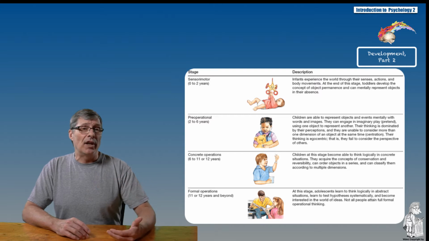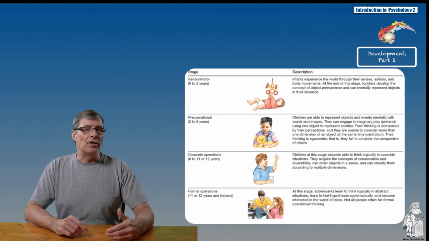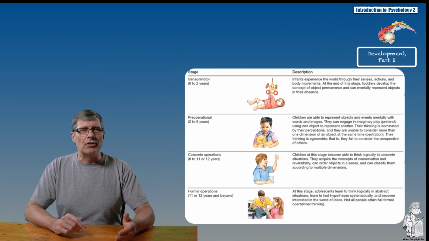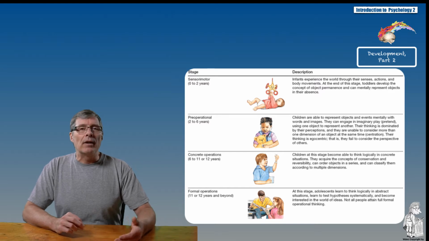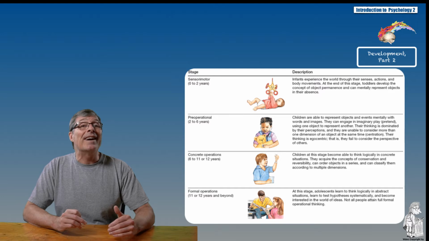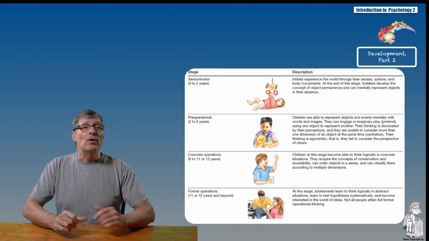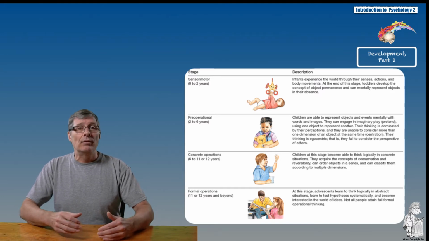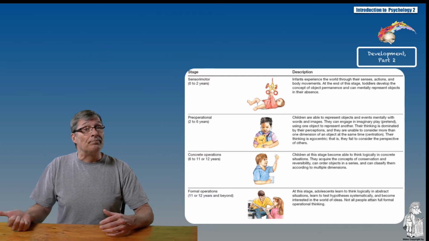And then the last stage is the formal operations stage. This is between 11 and 12 years of age and beyond. Adolescents and adults can apply logical thinking to abstract, verbal, and hypothetical situations, to problems in the past, the present, and the future. Now, conventional wisdom holds that intellectual abilities reach their peak in the late teens or early 20s, and that it's downhill from there.